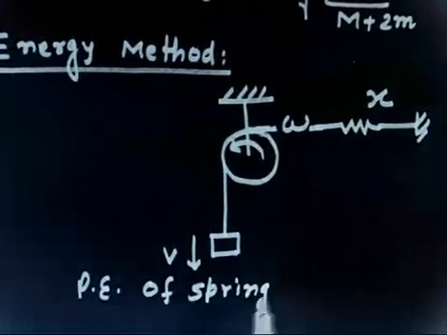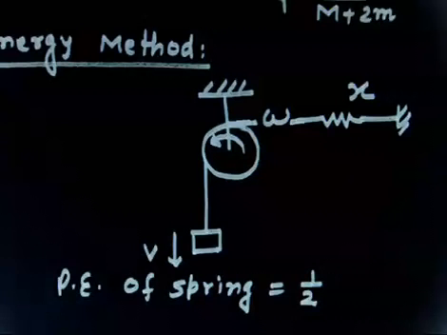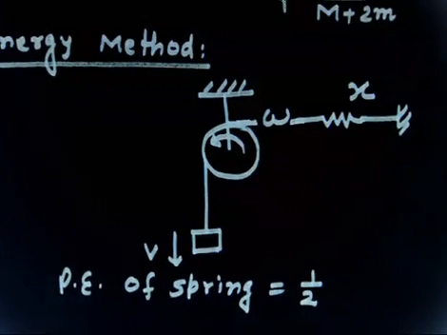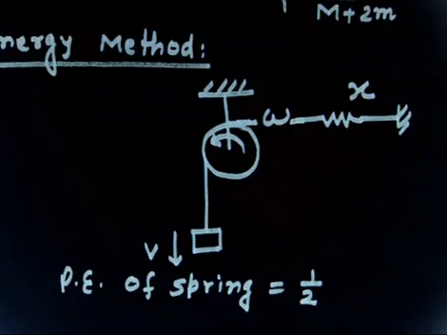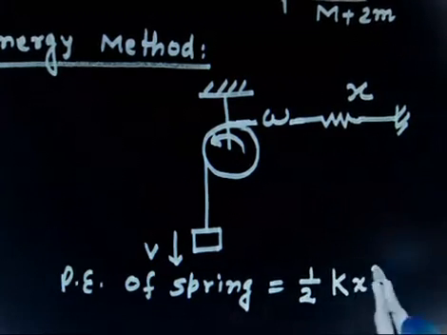So this will be nothing but half kx square. This is the x, that at this point of time there is the stretched spring. There is nothing like x naught in this case. I am calling x naught plus x as x, that is the total stretch, the total elongation of the spring. So potential energy is half kx square.